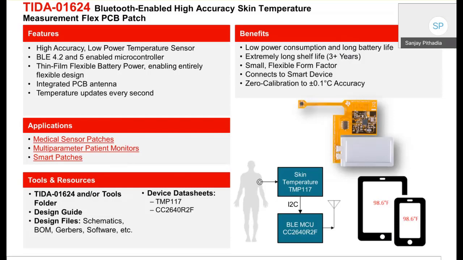If it is connected on the chest, it will take the shape of the chest. Even the battery used, the silver battery that you see here, is also a flexible battery. And this has two devices.